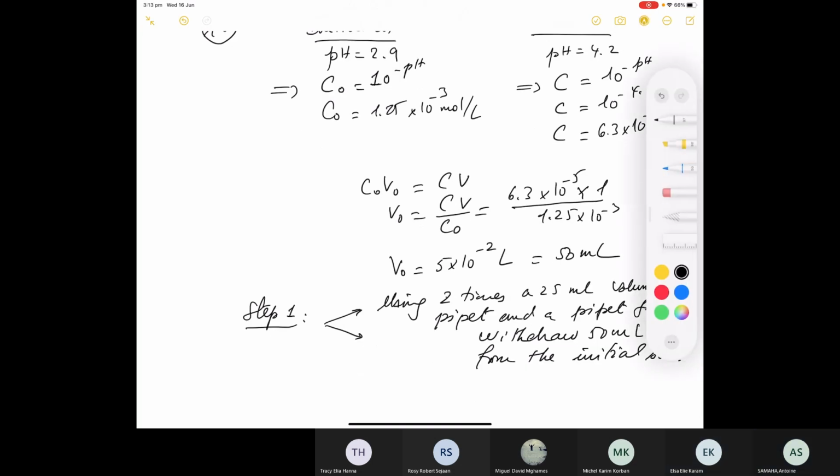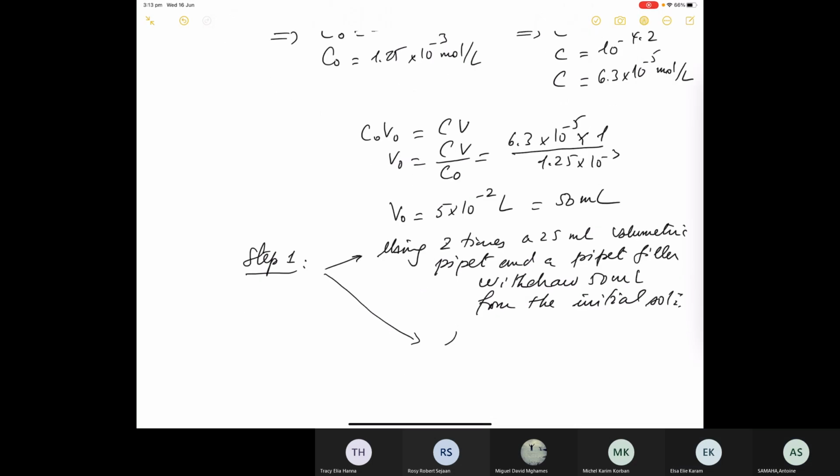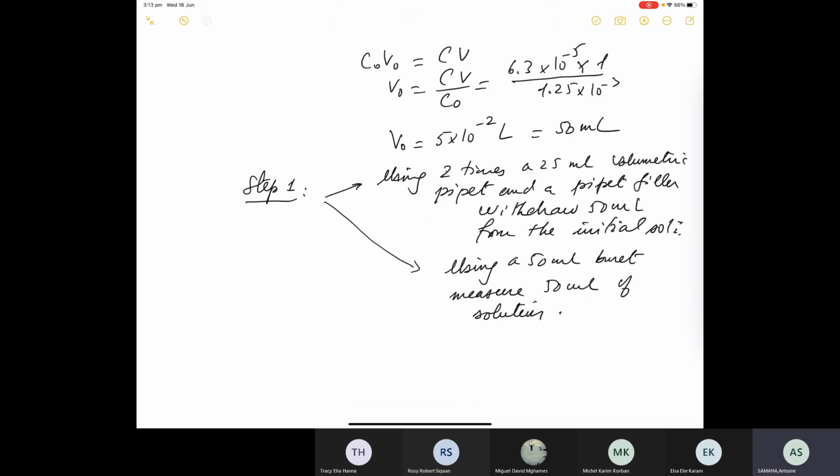Or the second alternative, the same step, using a 50 milliliter burette, measure 50 milliliters of solution. See how? Either I use a pipette 2 times or a burette. Why the pipette? Because the largest volumetric pipette is 25 milliliters.